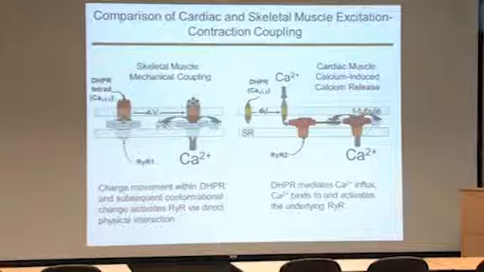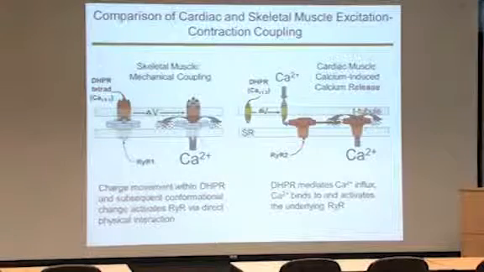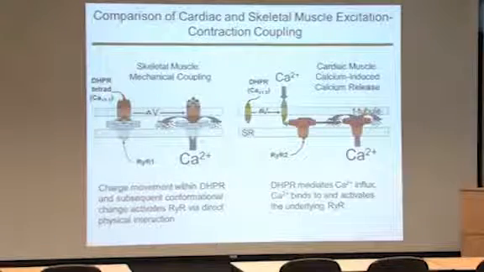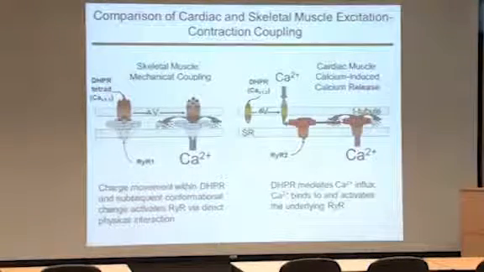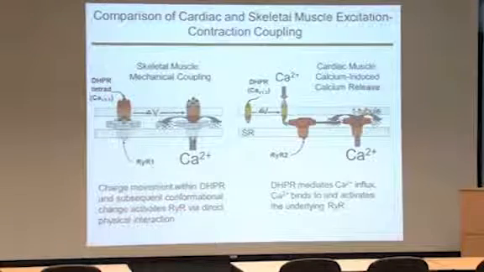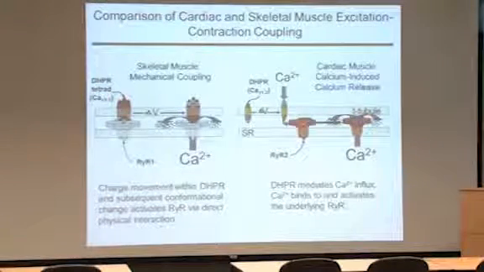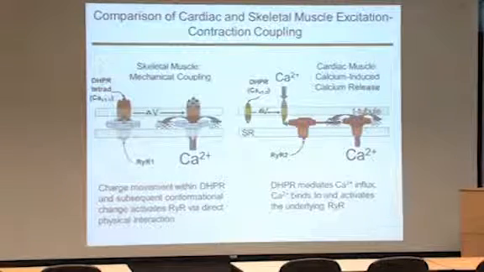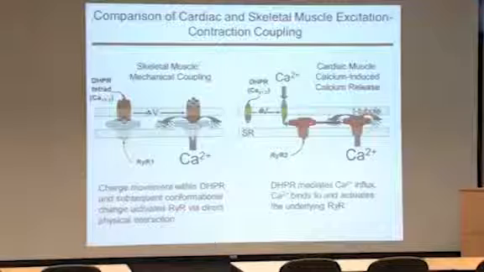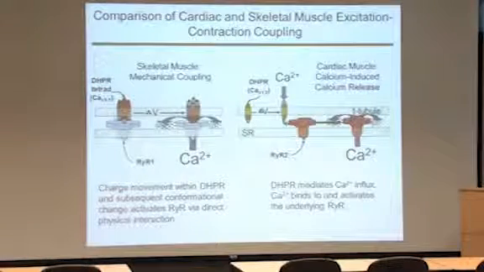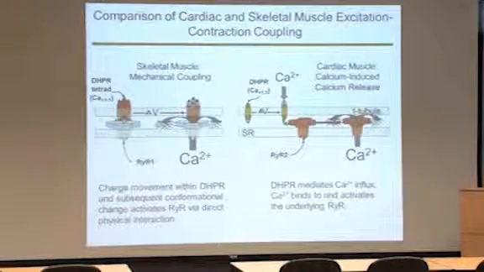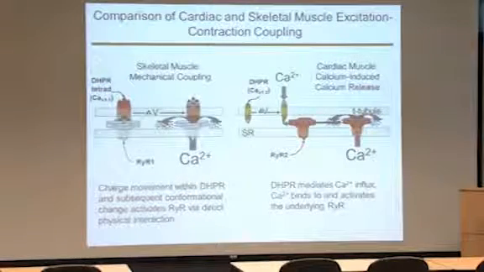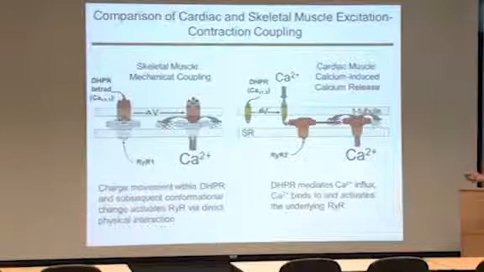So when the T-tubule depolarizes in the heart, you have the charge movement, but this charge movement is involved in opening the conduction pathway of the L channel. A small amount of calcium flows in, binds to the ryanodine receptor, and causes the ryanodine receptor to open. In cardiac muscle, you have isoform 2 of the ryanodine receptor, and the L-type channel pore-forming subunit is CaV1.2. So here you have calcium-induced calcium release. Here it's mostly mechanical coupling, or at least the immediate mechanism.